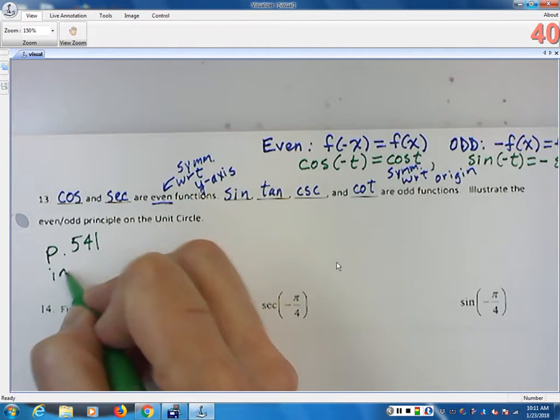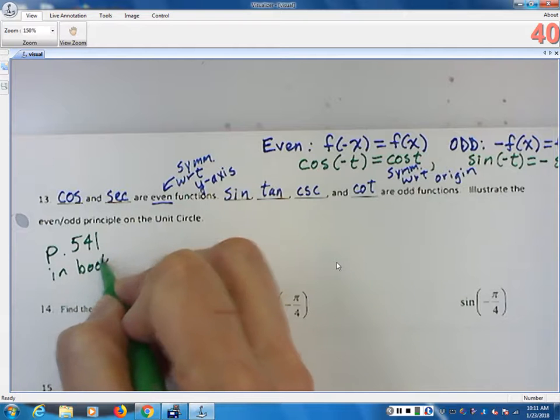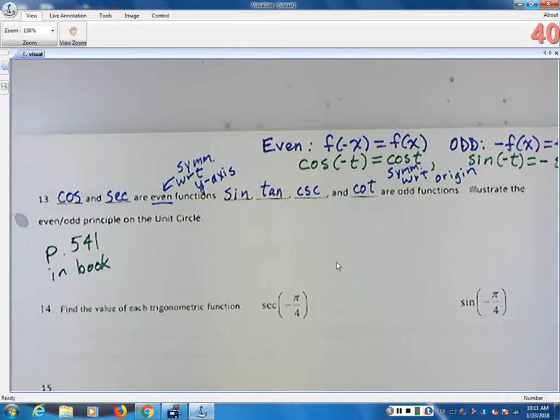In your book. And I think I'm going to just let you look at that in your book. So let's go ahead and do number 14. I'm skipping that.